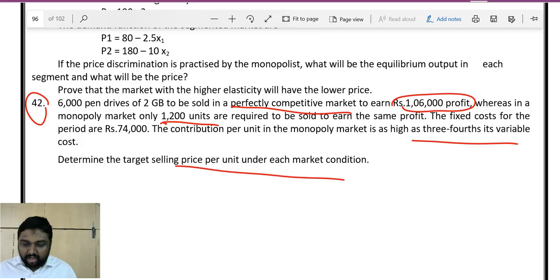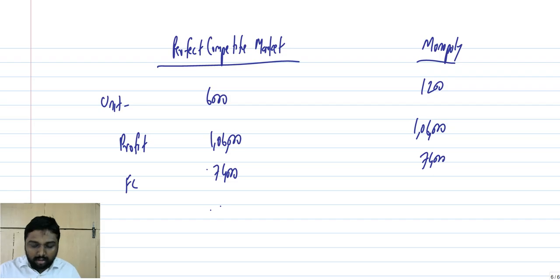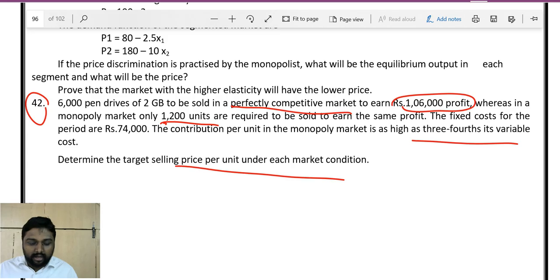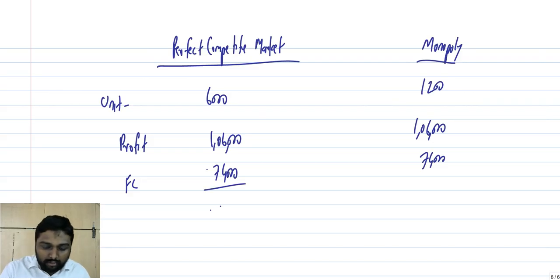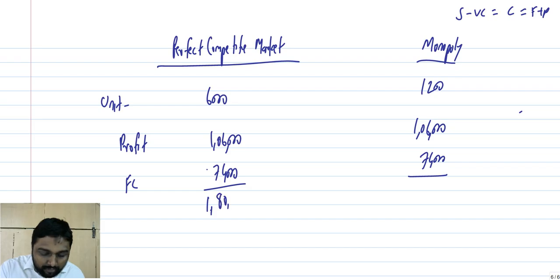So fixed cost for the period is 74,000. We all know from SCM, which you might have studied, that sales minus variable cost is equal to contribution, or contribution equals fixed cost plus profit. So the contribution here will come to 1 lakh 80,000.